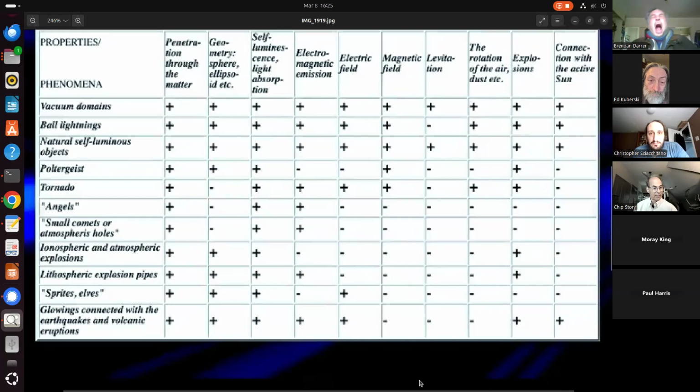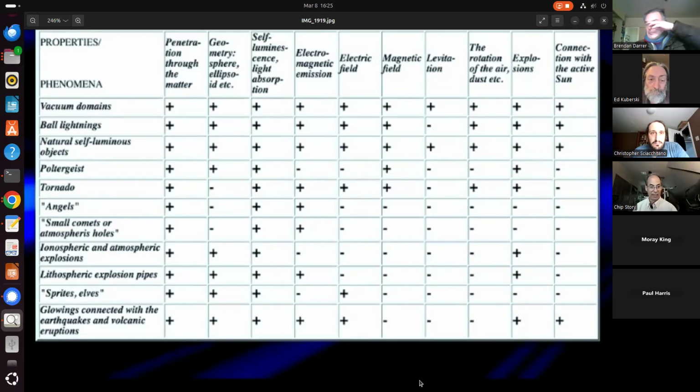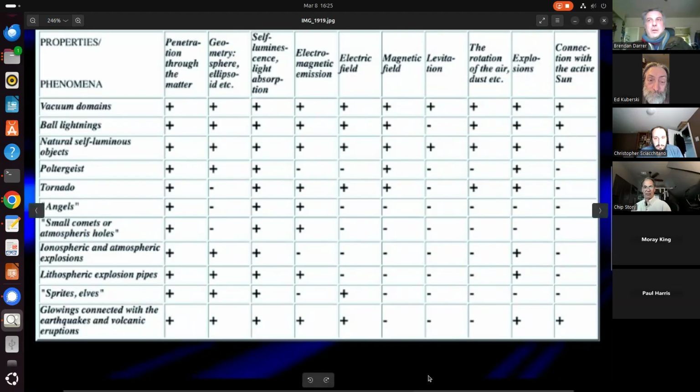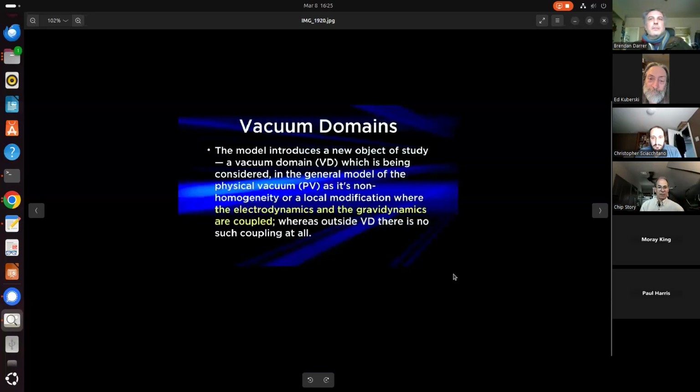All right. Glowing's connected to the fracto emission type stuff. It looks like earthquakes and volcanic eruption, Marfa lights. It's five positives in a row all the way through the electric field. Three negatives on mag, levitation, and rotation in the air. And the last two are also positive. Explosions, I did not know that. Connection with an active sun, as in solar flares, etc. God bless the Russians.